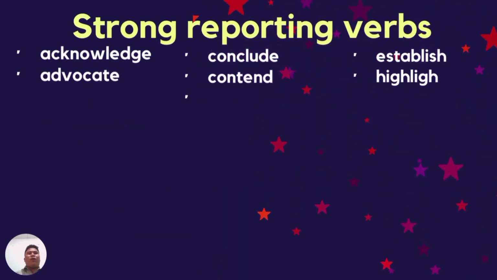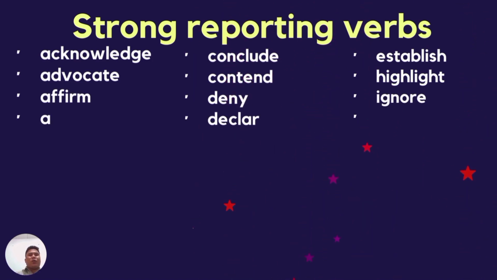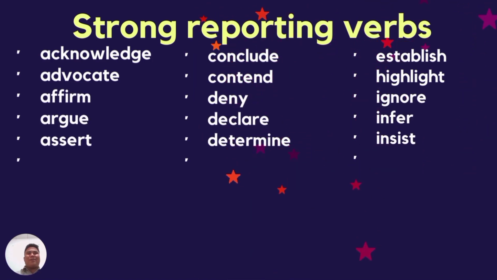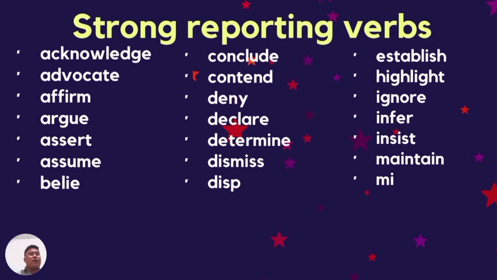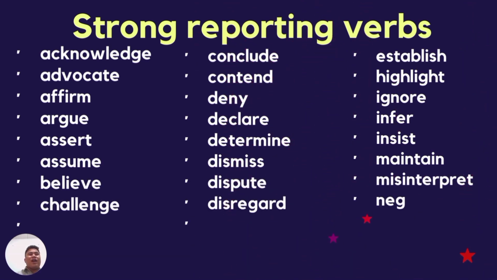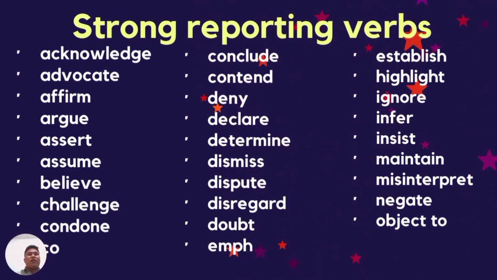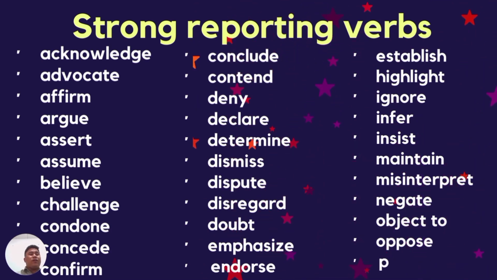Here are now some strong reporting verbs that we can use in writing a research paper: acknowledge, advocate, affirm, argue, assert, assume, believe, challenge, condone, concede, confirm, conclude, contend, deny, declare, determine, dismiss, dispute, disregard, doubt, emphasize, endorse, establish, highlight, ignore, infer, insist, maintain, misinterpret, negate, object to, oppose, and presume.